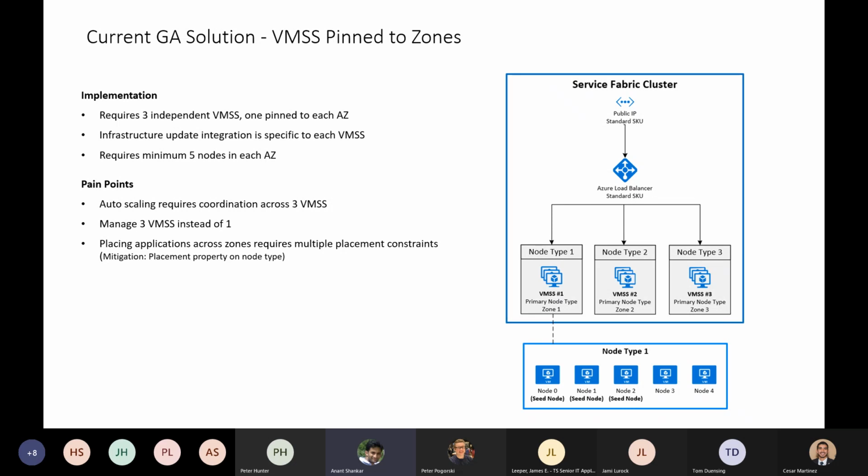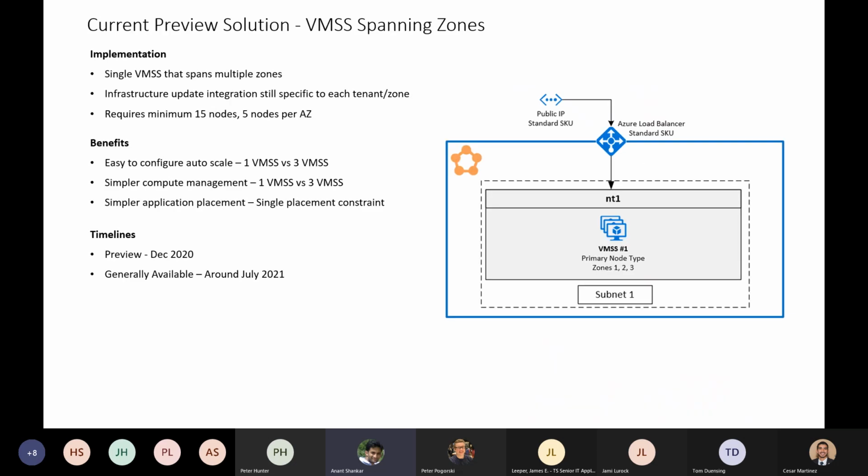So to reduce the pain for the customers, we previewed a solution last December. With this, you just need one VMSS. Even though the number of nodes required will remain the same, you just need one VMSS which spans across 3 zones, and the placement constraints become simpler. You just need to place your workloads on this VMSS or the node type, and then the auto scale rule just needs to be configured for this particular VMSS, and management becomes simpler.